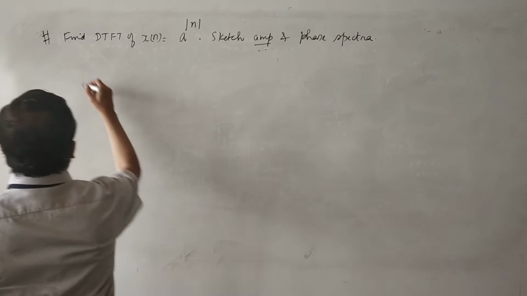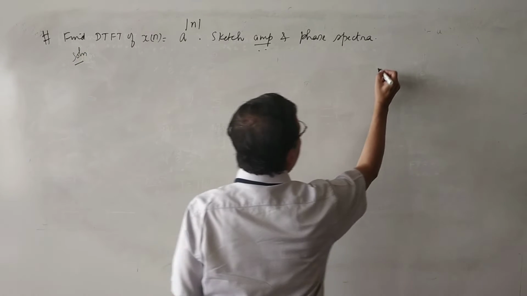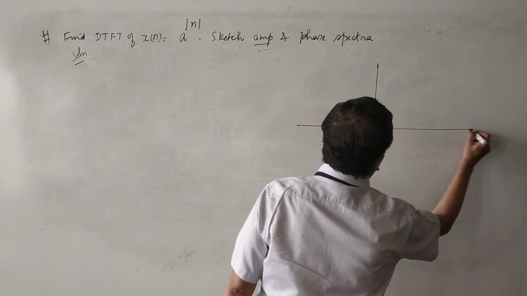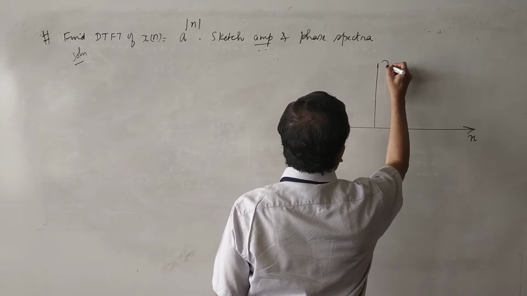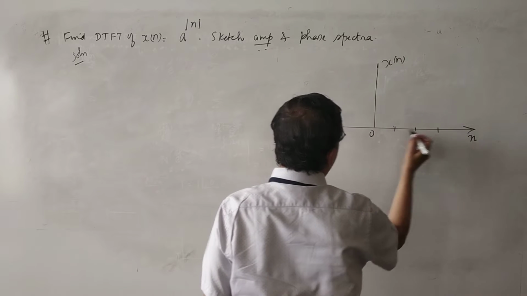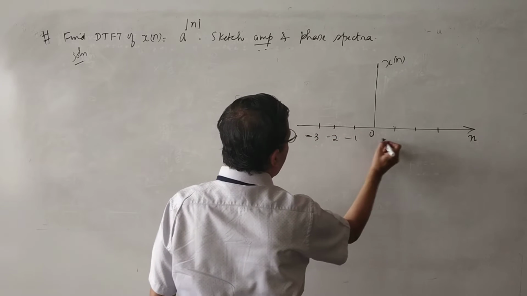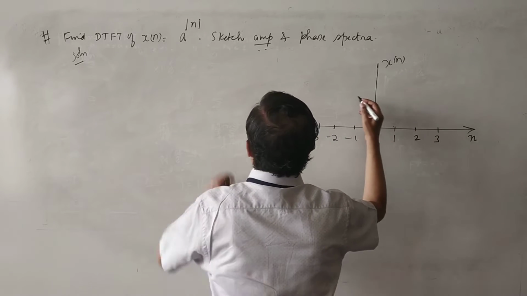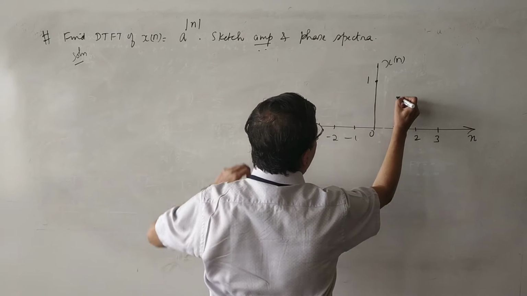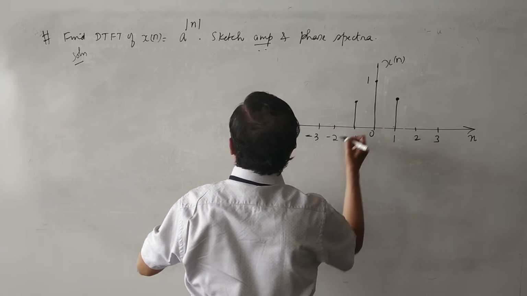Solution. x of n is an even signal here, so I will plot x of n, which you have done earlier also. X axis is n, y axis is x of n. n equal to 0, 1, 2, 3, minus 1, minus 2, minus 3. At n equal to 0, the value is 1. At n equal to 1 and minus 1, what is the value?